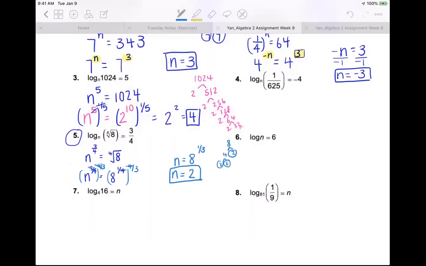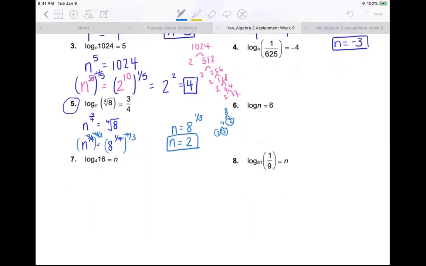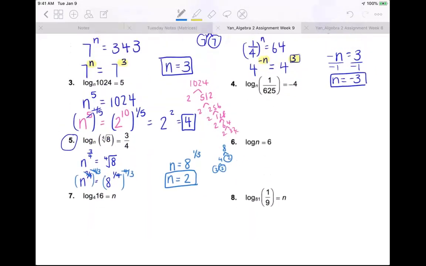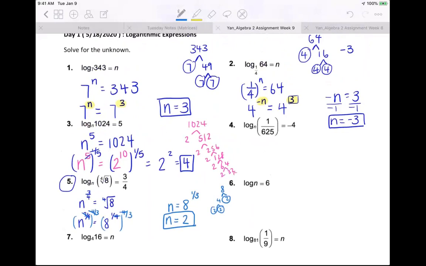I think I did number 8 for you in your homework. Number 4? Sure. Number 4, it's n to the -4 equals 1/625. Okay, 625 right now is not in any exponential form.